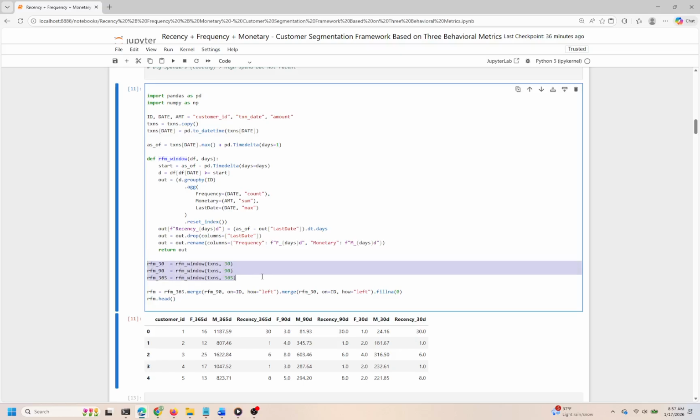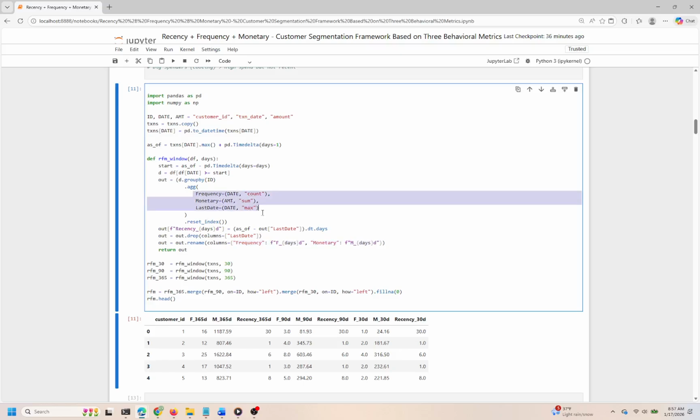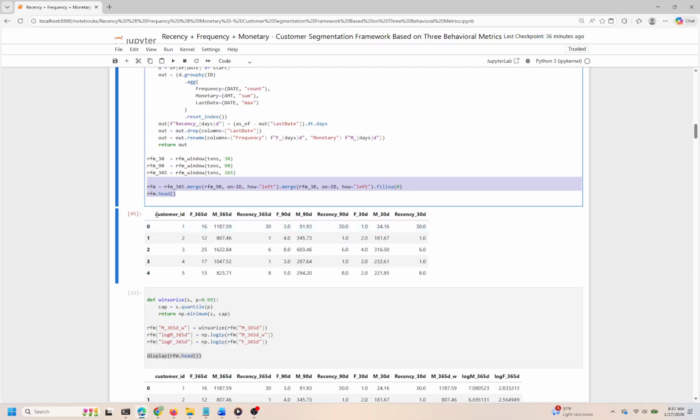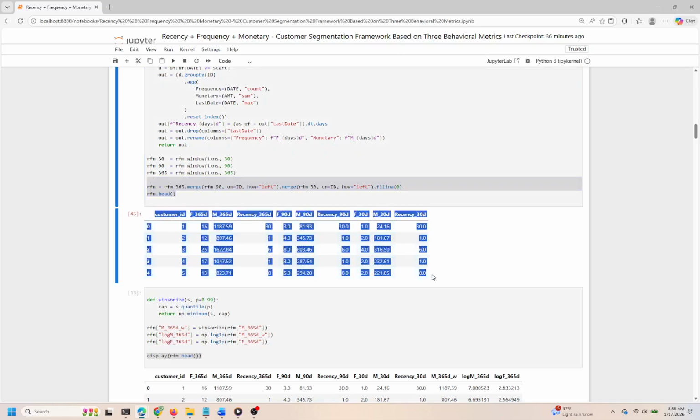The data is then grouped by customer ID to calculate 3 main components: the frequency of transactions, the total amount spent, and the last date of purchase for each customer. This aggregation forms the backbone of our RFM analysis. After calculating the last transaction date, we derive the recency metric by determining how many days have passed since the last purchase. It's important to note that we drop the last date column from our output to streamline the resulting data frame, and we rename the columns for clarity.